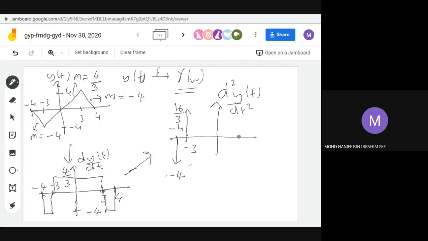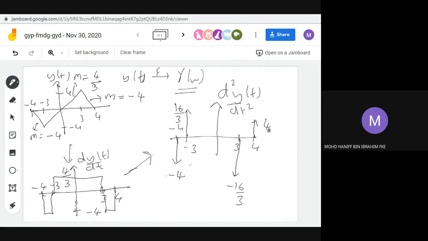Then at +3, we again have a step down, from 4/3 to -4. So we get an impulse of -16/3, going down. And at 4, we have a positive impulse because the step moves from -4 to 0. So that should be an impulse of 4.